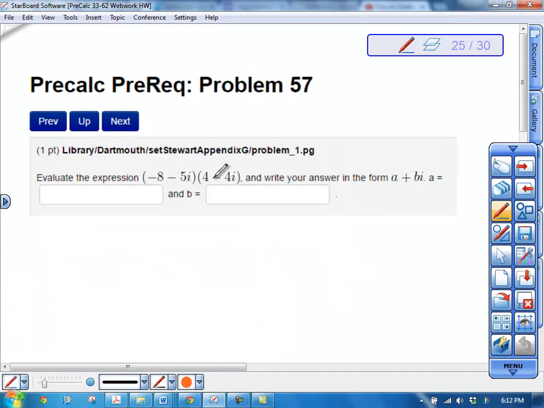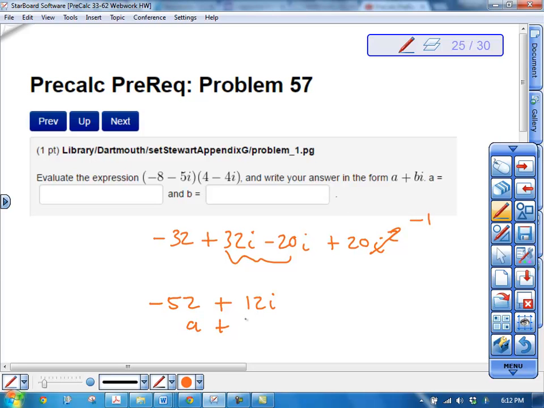Multiply these out: negative 8 times 4 is negative 32. Negative 8 times negative 4i will be positive 32i. Negative 5 times 4i is a negative 20i. And then I have negative 5i times negative 4i, which gives me positive 20i squared. These add together as 12i. Since i squared is negative 1, negative 20 and negative 32 make negative 52. And there's my complex number in a plus bi form, where a is negative 52 and b is 12.